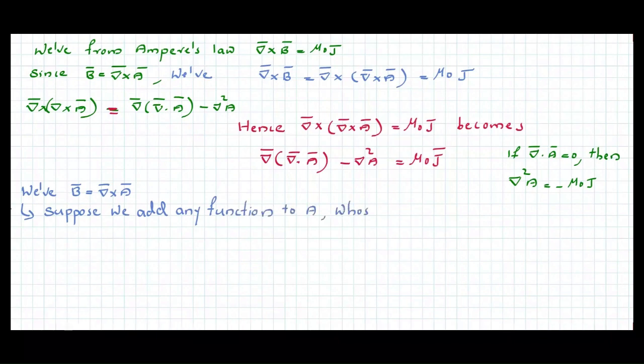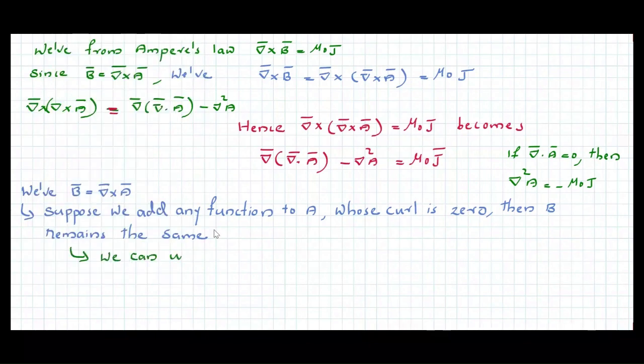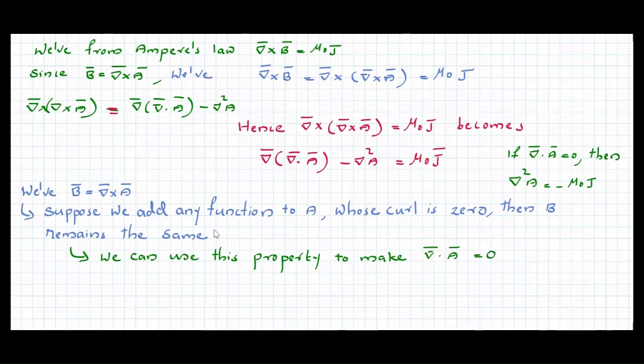Can you make del dot A is 0? Yes, it is possible. This is because we have B is equal to del cross A, where A is the vector potential. Suppose we are adding any function to the vector potential A. The function is selected in such a way that whose curl is 0.